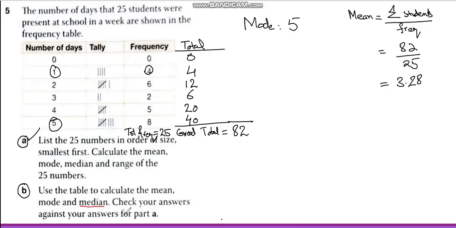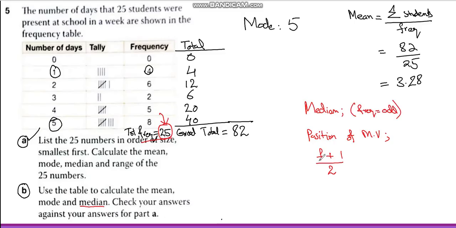To calculate the median, we will first observe the frequency. As we discussed in the previous question, there are 2 middle values for the even frequency, but there will be only 1 middle value for the odd frequency. Here the frequency is 25, which is odd, so there will be a single middle value. For the position of the middle value, we add 1 to the frequency and divide by 2. This is only applied to the odd frequency.